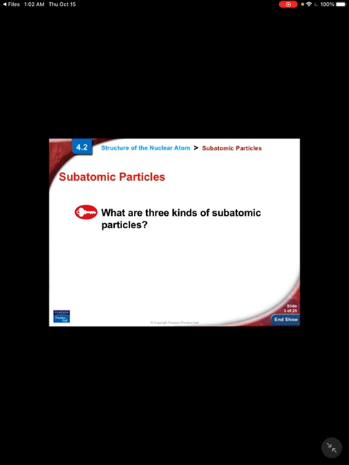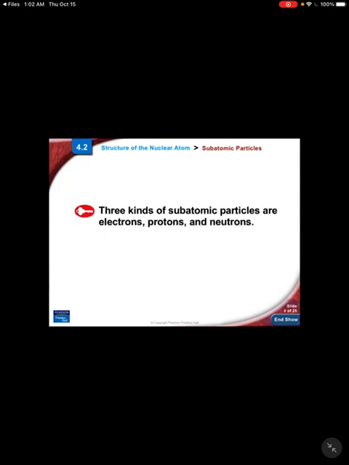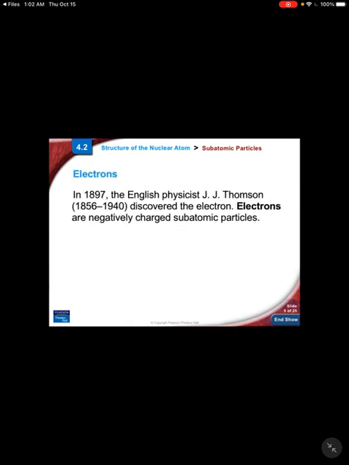So we now know today that unlike Dalton's theory, which was basically just incomplete, the atom is divisible and there are three types of subatomic particles: protons, electrons, and neutrons. And this all started with J.J. Thomson, an English physicist who, around 1900, discovered the electron as he was working with cathode ray tubes.